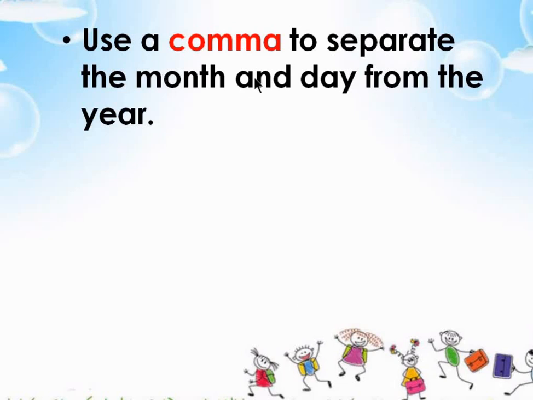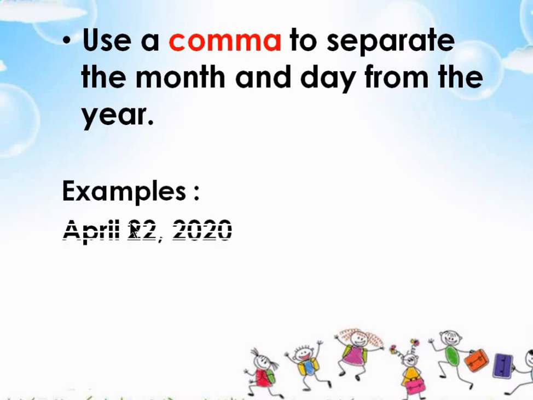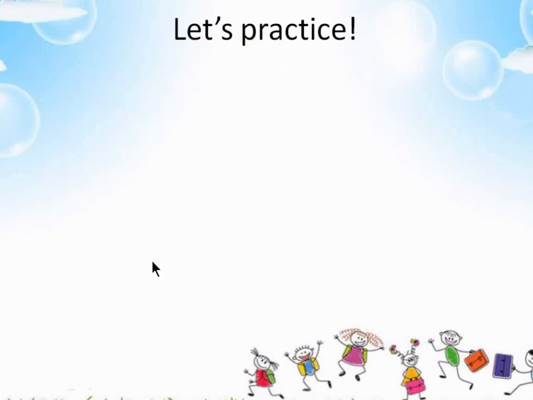Next rule. Use a comma to separate the month and day from the year. Like our date for today. We have April 22, 2020. So the comma must be after the day. Did you understand everything? Great, so let's practice.